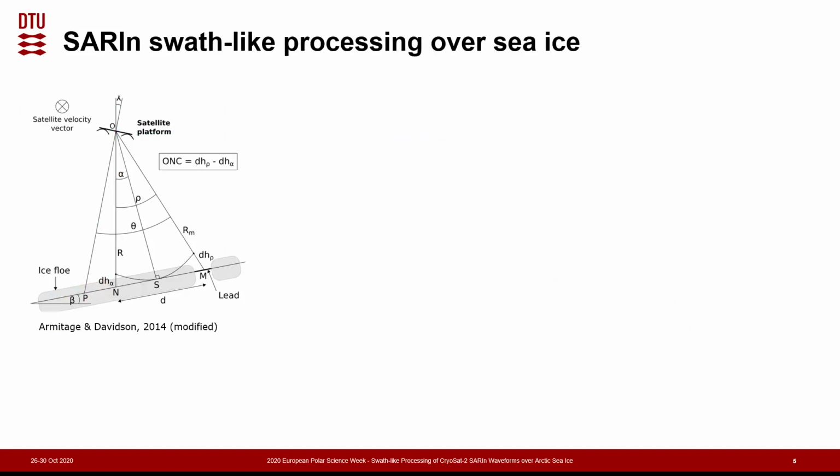In 2014, work by Tom Armitage showed how the CryoSat phase information could be used to improve the accuracy of single lead elevations in sea ice covered regions. But can we do anything more with SARIn data over sea ice?